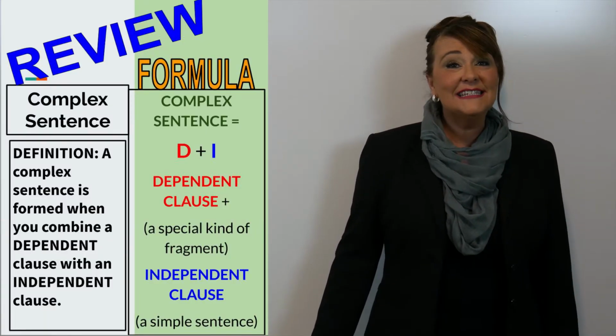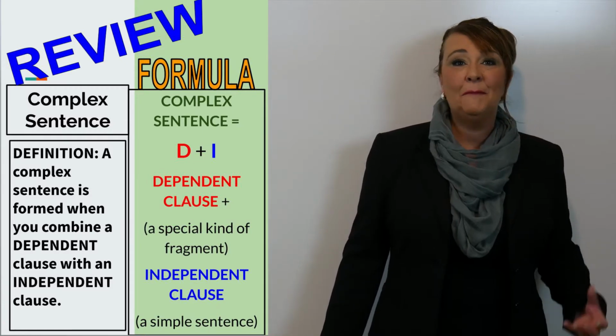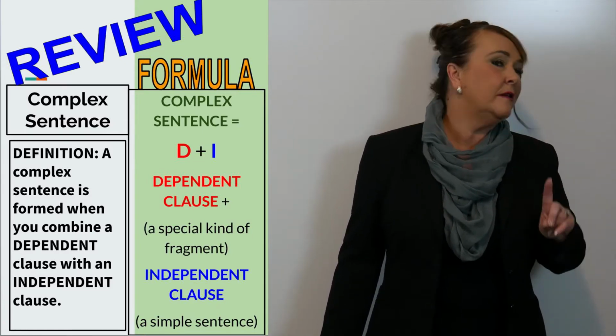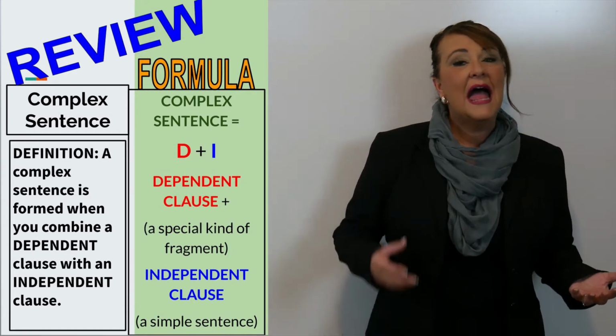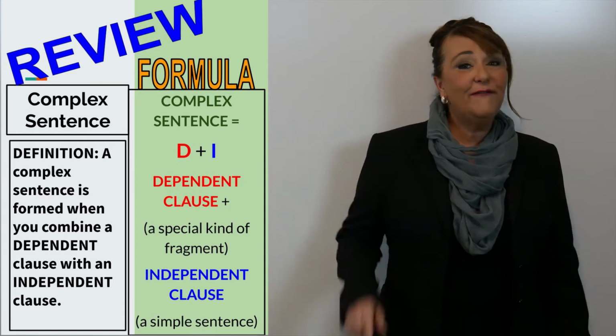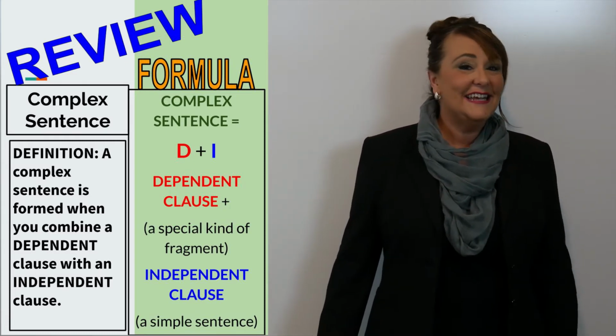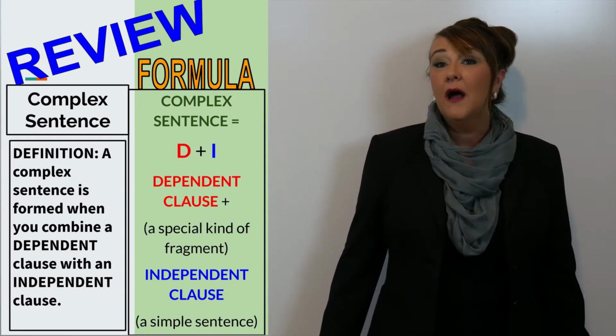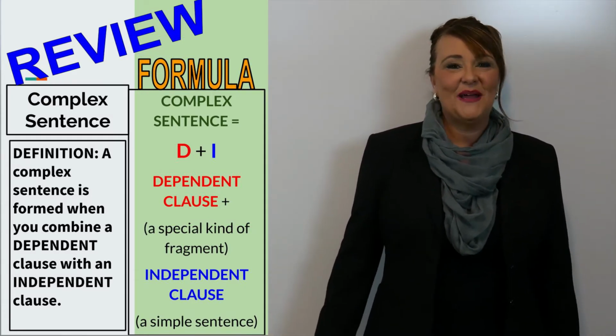Then we'll go ahead and start to look at the 6 common complex relative pronouns and how they're used in complex sentences. So let's review what a complex sentence is. Remember that a complex sentence is formed when you combine a dependent clause, which is not a complete sentence, with an independent clause, which is a complete sentence. That formula for a complex sentence is D, dependent clause, plus I, independent clause.